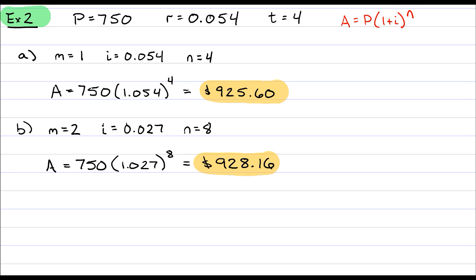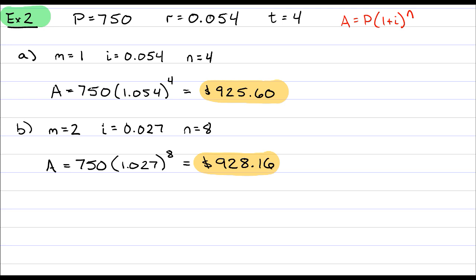One thing you can notice is that the number is actually a little bit higher here. We've invested the same amount of principal at the same annual rate for the same length of time. The only difference between Part A and Part B is in Part B we're compounding interest more frequently. And so that resulted in us having a little bit more money saved. Not a whole lot, but a little bit.